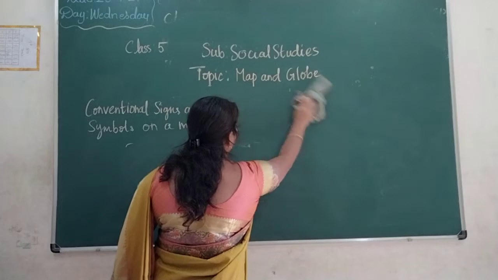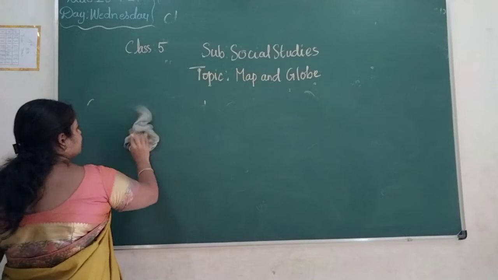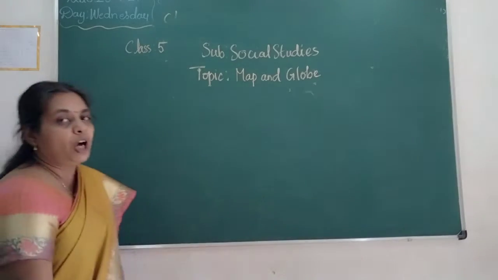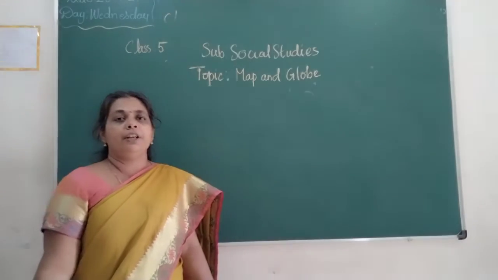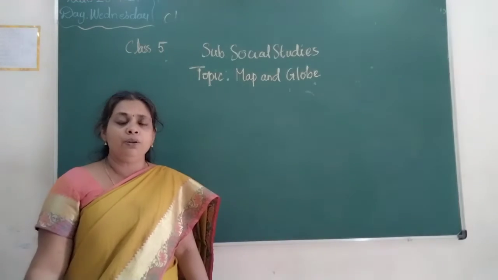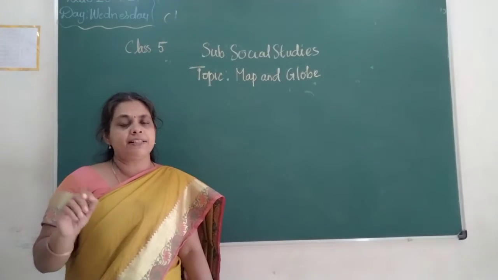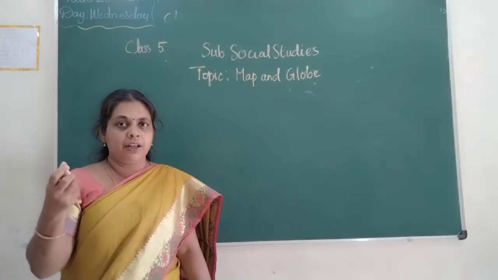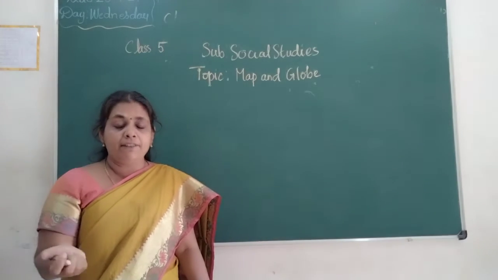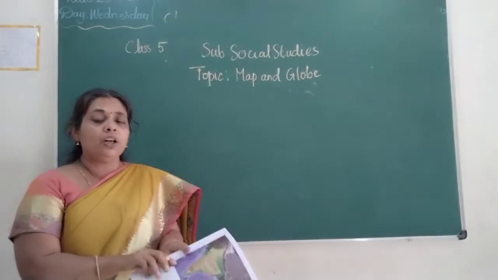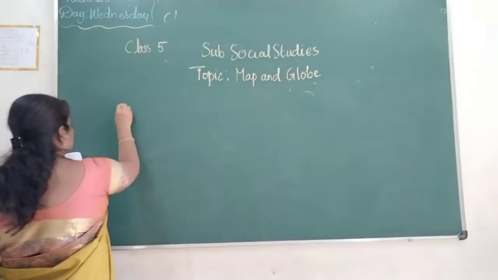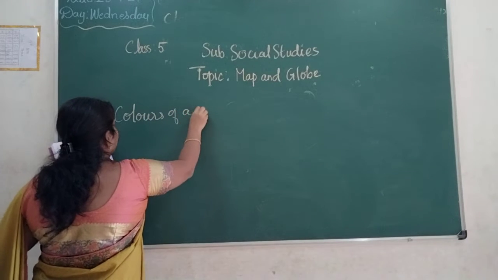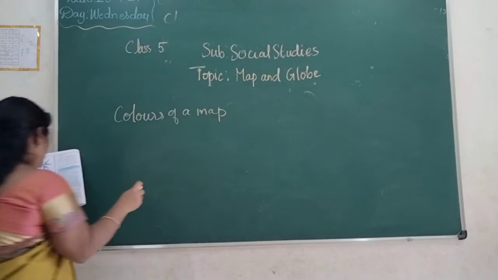So in a map, different colors are used, children. The main colors used are brown, blue, white, yellow, green. In the shades of these colors, we have to identify which area or landform it is. So, colors of a map, children.